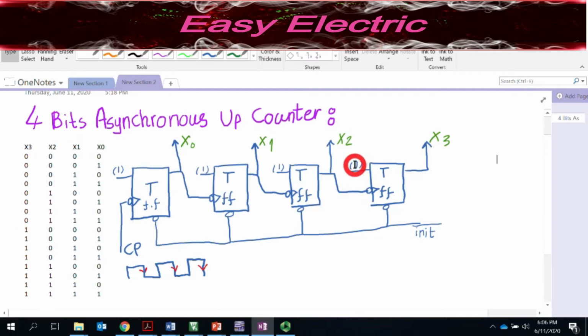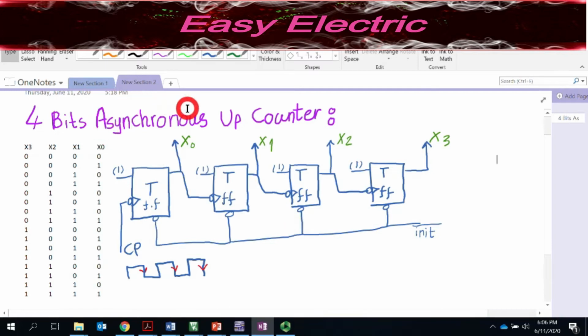Here, take a look, the input is 1, it's toggle. So you are on the 0, you change to 1. Again, in all of these cases, it's not actually falling edge. For that reason, it's hold. So that actually proves that this circuit that you see here definitely is one 4-bit asynchronous up counter.